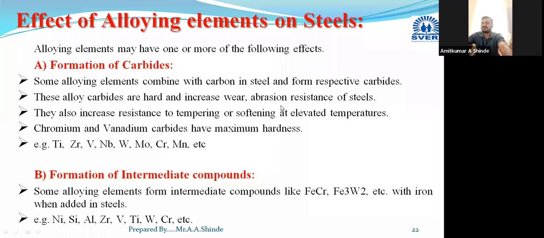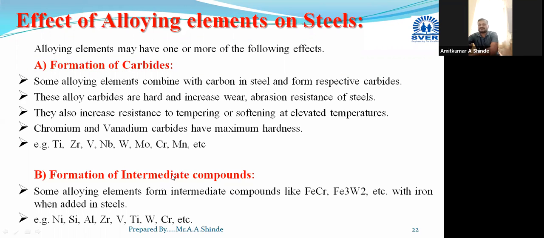Okay, whenever we are adding some alloying elements like nickel, silicon, aluminum, zirconium, they will result in the formation of different complex intermediate compounds like FeCr or Fe3W2, like this. W is nothing but tungsten. Whenever these kinds of compounds are formed, what will happen? They will result in increased brittleness in the material. Brittleness means the shock resistance ability of that particular steel will get decreased.